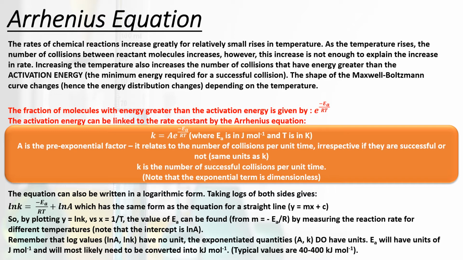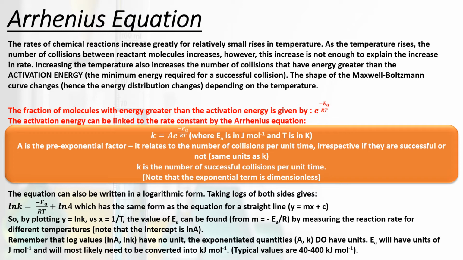The Arrhenius equation in its original form, k equals A e to the negative Ea over RT, is this curved shape. It's quite difficult to work with and extract data from and plot, whereas the logarithmic version of this is a straight line. So if I take natural logs, ln, of both sides, I end up with ln k, the log of k. I also end up on the right-hand side with the log of A.